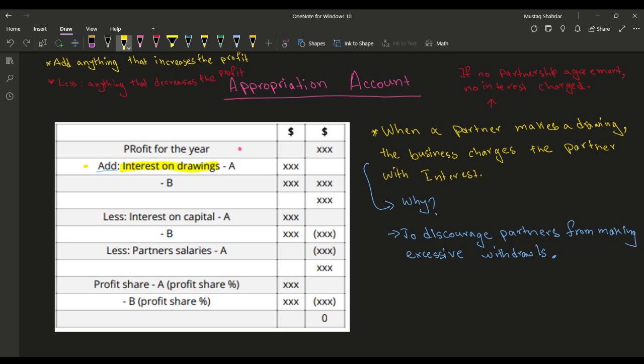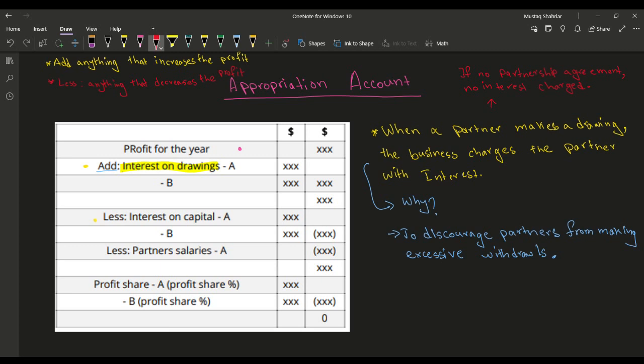Now we're looking at interest on capital. When a partner introduces capital to a business, and if there is a partnership agreement, similar to the drawings one, the partner is entitled to a certain amount of interest on the capital they have introduced to the business. That is going to be paid by the business, and that's why we're deducting it from the profit.